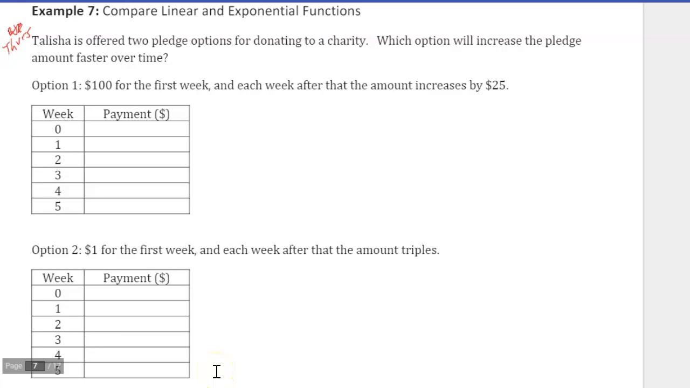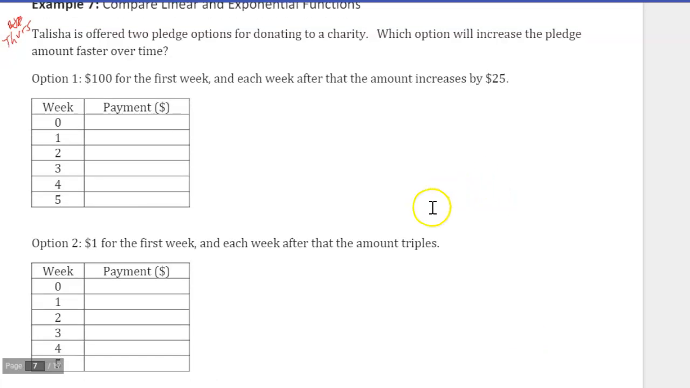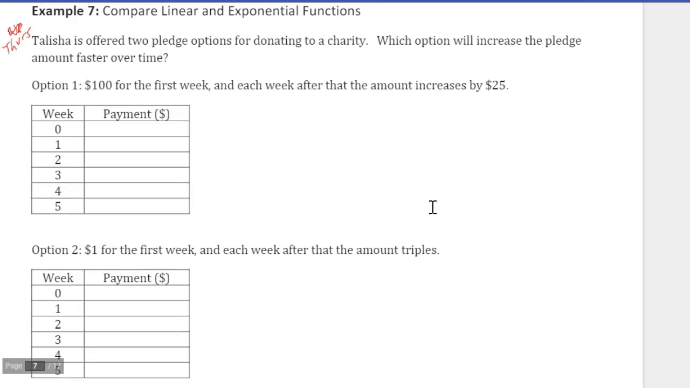Okay, here we go. We are on example 7. This is the only question for the day officially that you have to watch. And it is on the bottom of page 7, example 7 on page 7. So we're going to compare linear and exponential functions today.